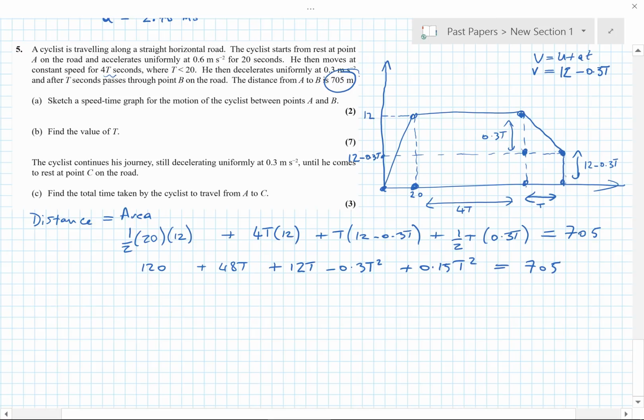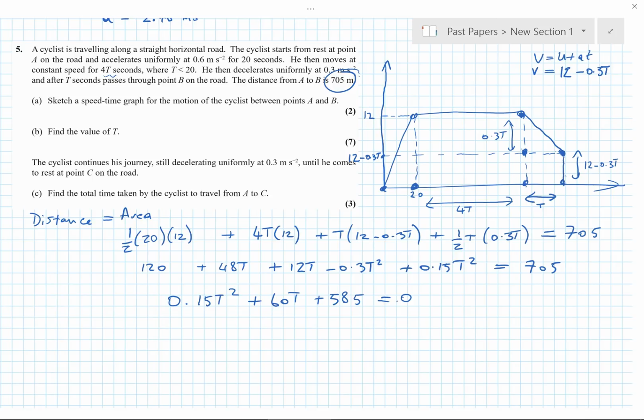Now, the thing is, this is quadratic. Let's just bring all the terms together and bring them over to the other side. We'll get 0.3t squared and 0.15t squared. Bring it over and take into the other side, we'll come to 0.15t squared. We've got 48t plus 12t, which is 60t. And 705 take away 120, which is 585. That equals 0. Right, now you can put out your calculator and put in a quadratic formula and get a solution for it, which is fine.